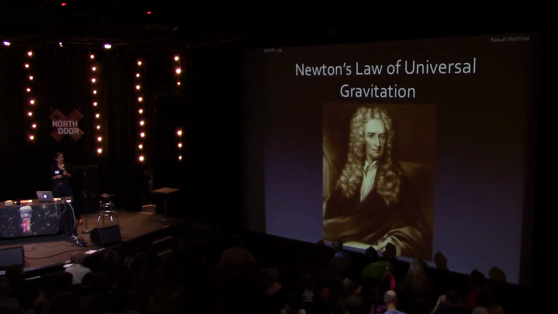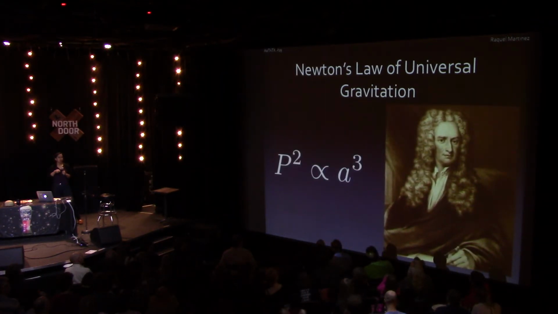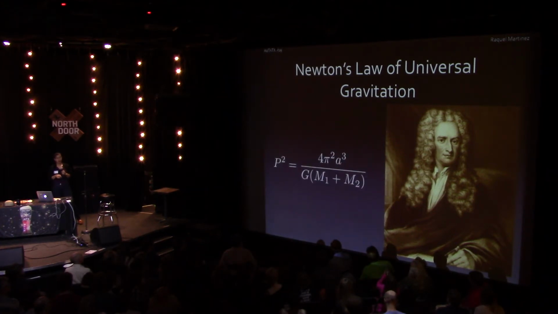Next, another old dude. This is Sir Isaac Newton, and he was able to turn this proportionality into an exact expression using his law of universal gravitation. So we have p squared equals 4 pi squared a cubed, where a is the semi-major axis and p is the period again, and then we have this big fancy G, the gravitational constant, and it's also inversely proportional to the total mass of the system.